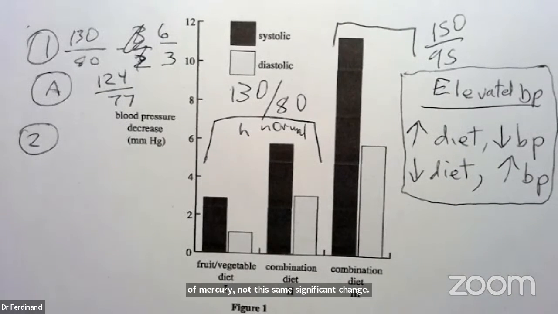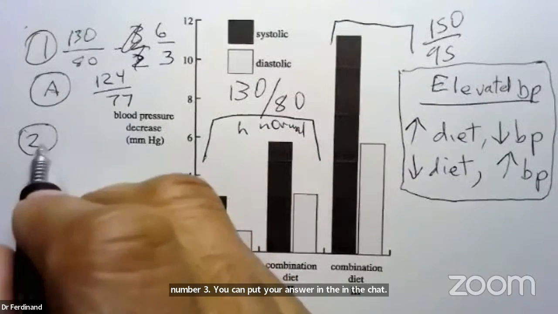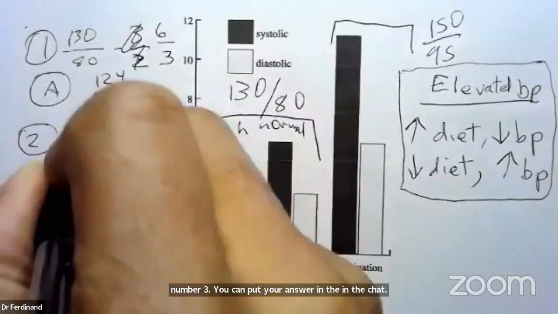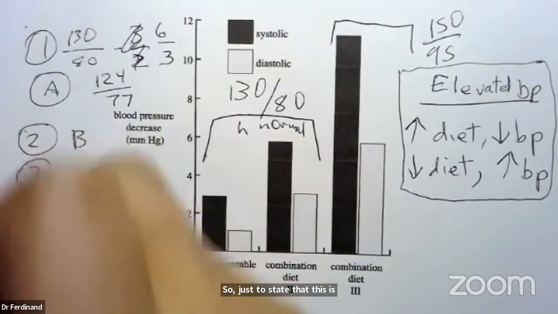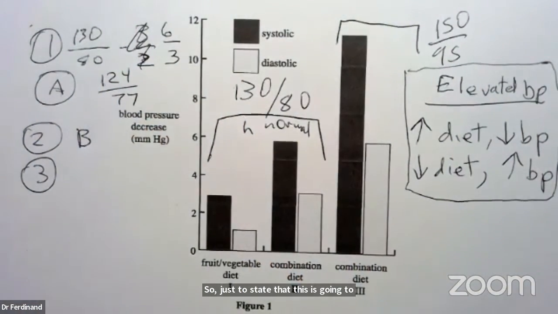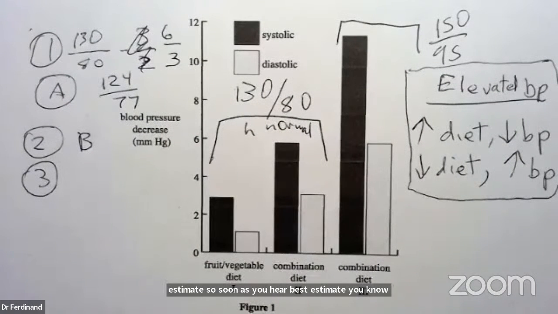Okay, so again, we're going to move to question number 3. You can put your answer in the chat. So just to state that this is going to be B, we're going on to question number 3. Which of the following is likely to be the best estimate? So as soon as you hear best estimate, you know that you're going to be giving an approximation. So keep that in mind, of the diastolic pressure of a mild hypertensive person.